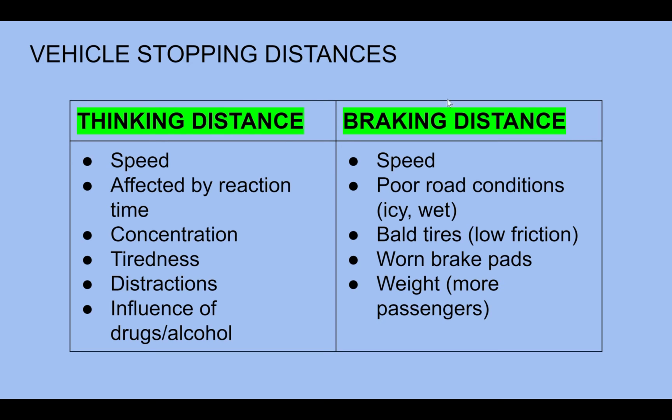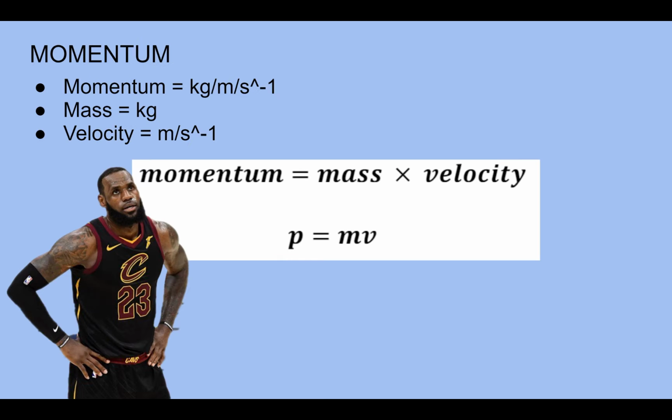Things that can affect the braking distance would be factors such as speed as well. If your car is going too fast, you can't brake as fast. Poor road conditions: if the road is icy or wet, you're not going to be able to slow as fast because of the friction on the road. Low friction, as it says, bald tires. Worn brake pads, if your brakes aren't up to scratch, and weight. If there are more passengers, it will be more difficult to brake.